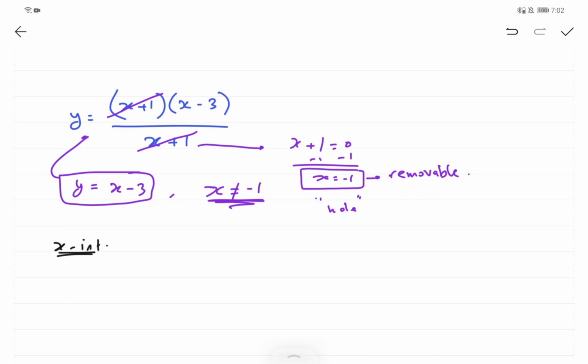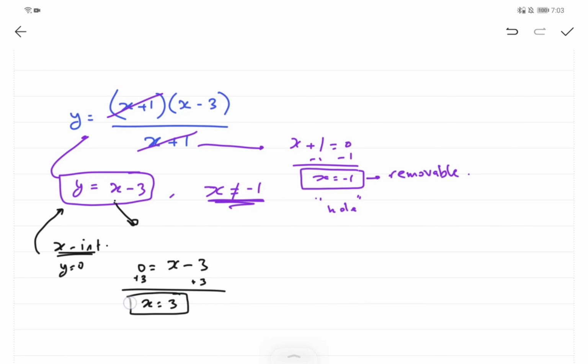So on the x-axis, the value of y will be 0. So substitute y equals 0 in this function. It's going to be 0 equals x minus 3. Here, I'm substituting in this equation, and I replaced y by 0. So we've got this equation. Now solve it by adding 3 to both sides. x is going to be positive 3.